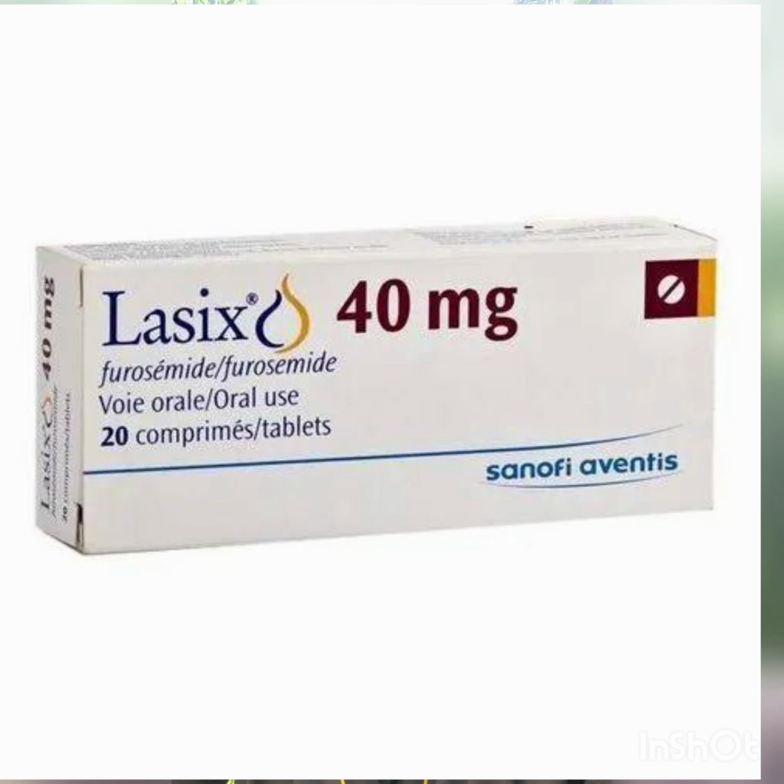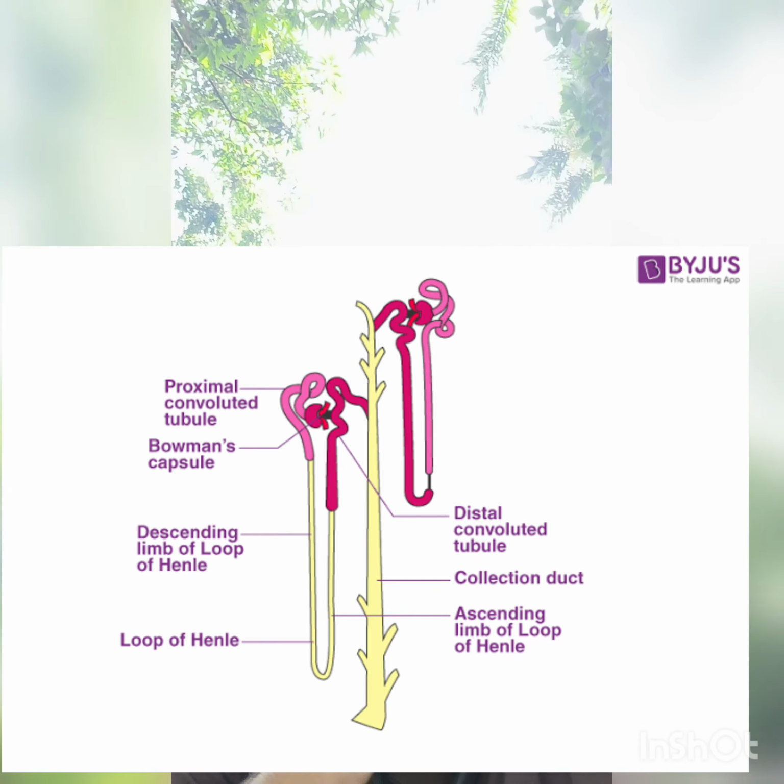So we are going to discuss a tablet which was written in his file, which was continuously given to the patient, named Lasix, a loop diuretic, which acts on the loop of Henle, the ascending limb of the loop of Henle. And why are they giving this drug to the patient?